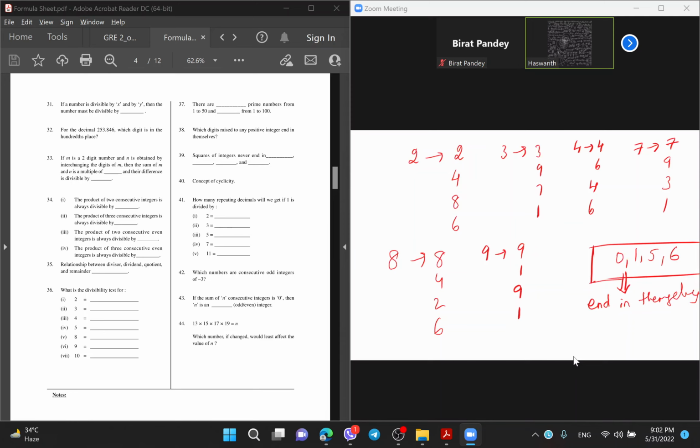But if it is some number from this list, 2, 3, 4, 7, 8, 9, you have to use the power cycles of these numbers to find out what the units digit will be when those numbers are raised to positive integers. Like earlier, we took an example with 12. So this is about the power cycles of these numbers. And also the answer: which digits raised to any positive integer will end in themselves? 0, 1, 5, 6. So if there's any confusion here, let me know.